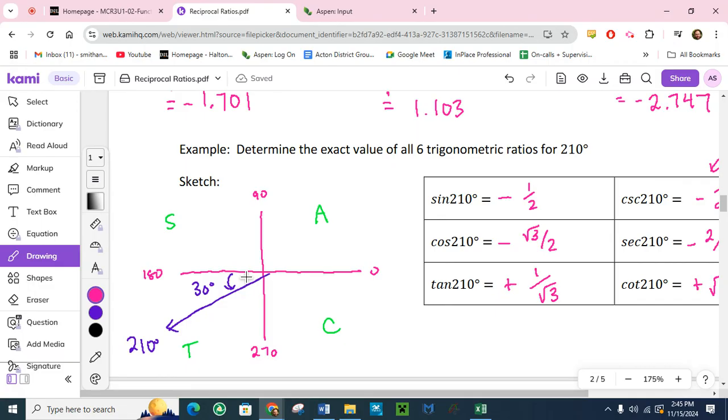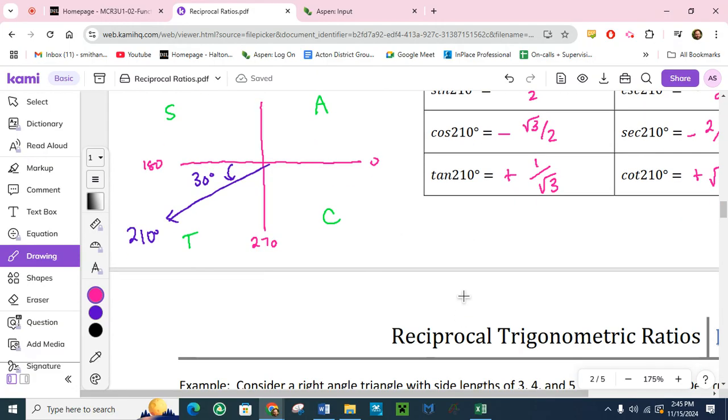Kendall's squinting. Everything good? I can zoom in if you need. Oh, okay. Oh, you won a cookie contest. Congratulations. Your mom must be very proud.